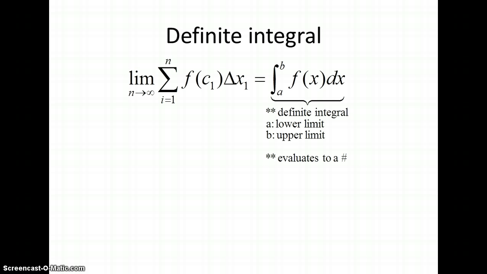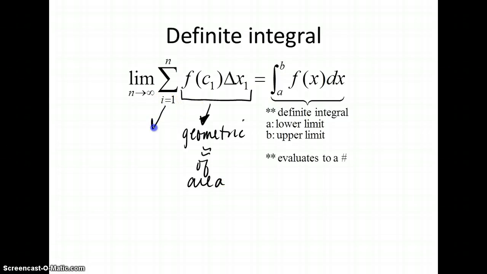Okay, so now the definite integral. We spoke about this very briefly. What does this represent? This represents a geometric approximation of the area. What is this notation for? Sigma means sum. So when we add up, we looked at left and right endpoint rectangles. When we add all of them together, we get an approximation of the area. We looked at lower sums and upper sums.